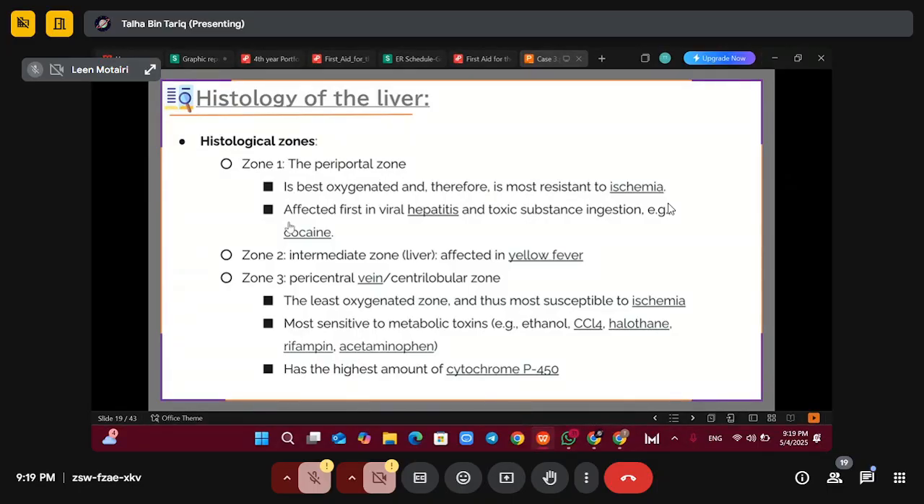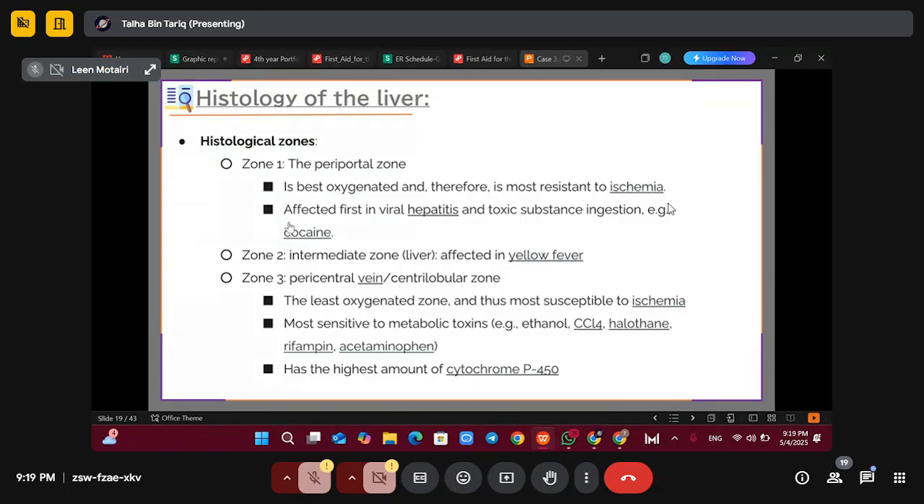So any chemical or any bacteria, any virus present within the blood will firstly affect the first zone. So, right, this is how you can correlate or make sense of the things. Okay, it is the best one to be oxygenated, or it's the best one with the best blood supply. But the drawback is that anything which is coming with the blood will affect it firstly. So, for example, you have viral hepatitis. Viral hepatitis is the virus within the blood. So the periportal zone will be the first one to be affected.